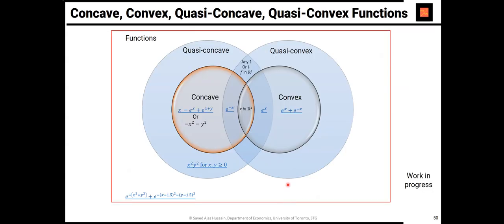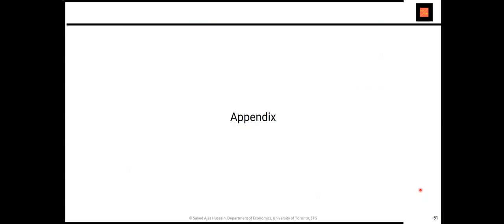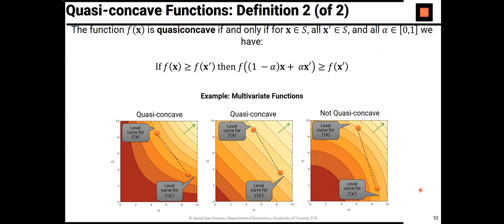This is a chart. It's not complete. Sorry, it's still a work in progress. That's an appendix giving you different ways of looking at quasi-concave and quasi-convex functions. Nothing to worry about right now.